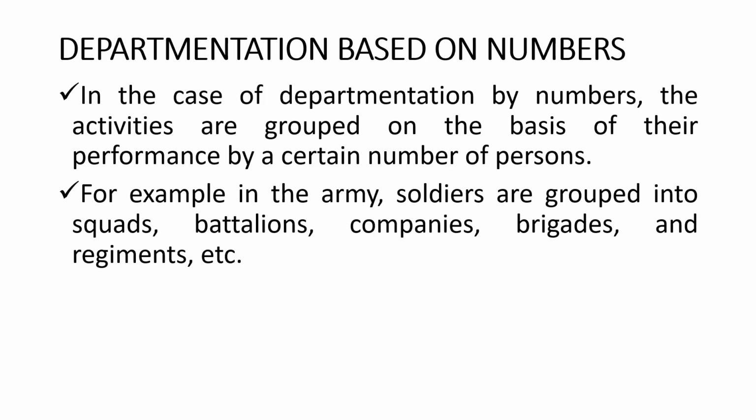Next type is departmentation based on numbers. In departmentation by numbers, the activities are grouped on the basis of their performance by a certain number of persons. For example, in the army, soldiers are grouped into squads, battalions, companies, brigades, and regiments, etc. So this involves a group of people who are to perform the same duties under the supervision of a single head. This type of departmentation is not found in business concerns. Here, this departmentation is not used for organizations or firms.